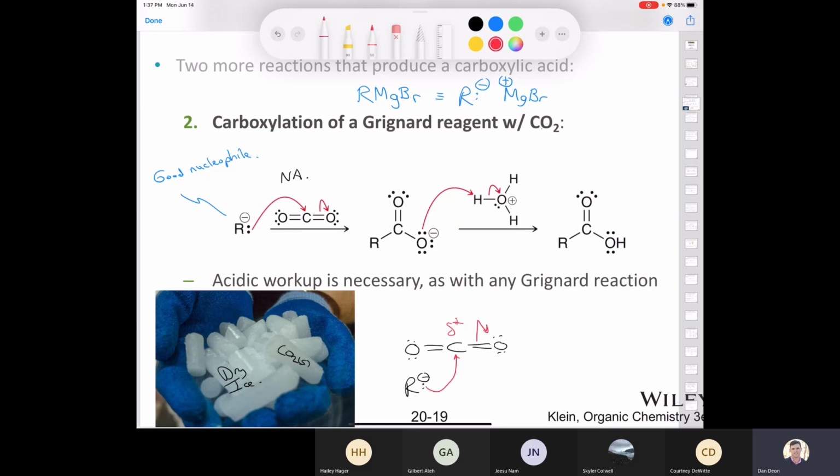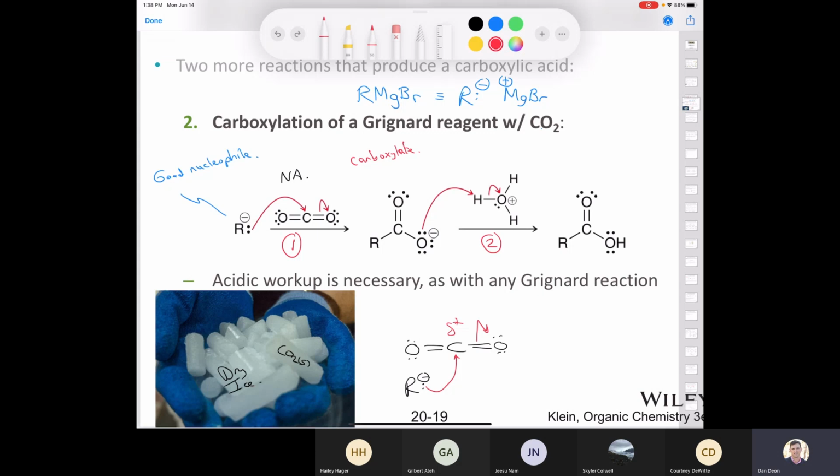Wow, right? And then what do you end up with? You end up with a carboxylate. But you're not going to isolate the carboxylate. This is actually a two-step process to make a carboxylic acid. In step 1, you add CO2, but in step 2, you have to treat it with aqueous acid in order to protonate the carboxylate and make a carboxylic acid.